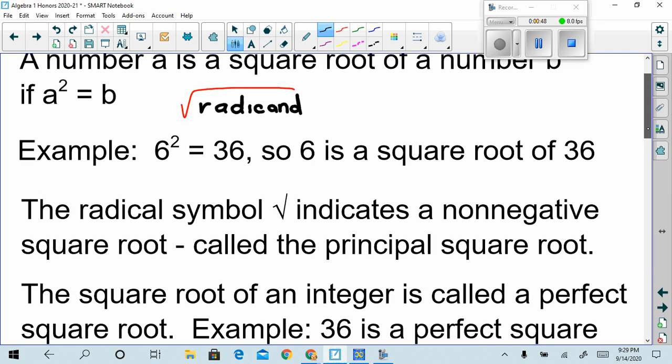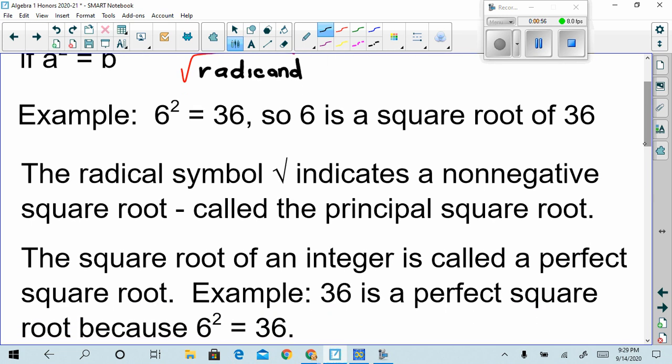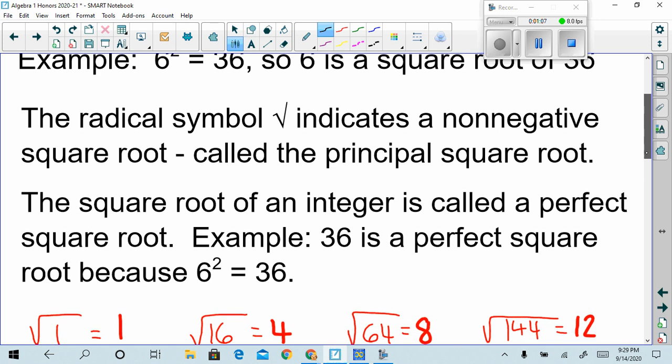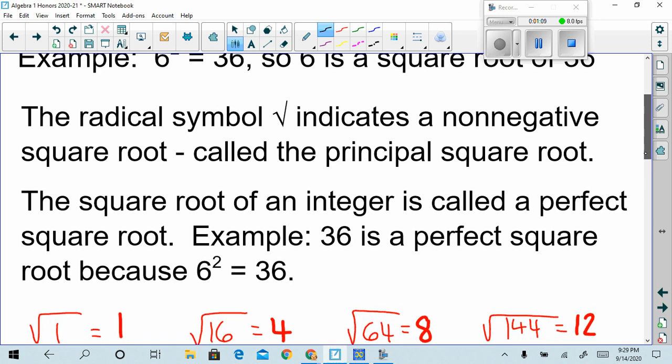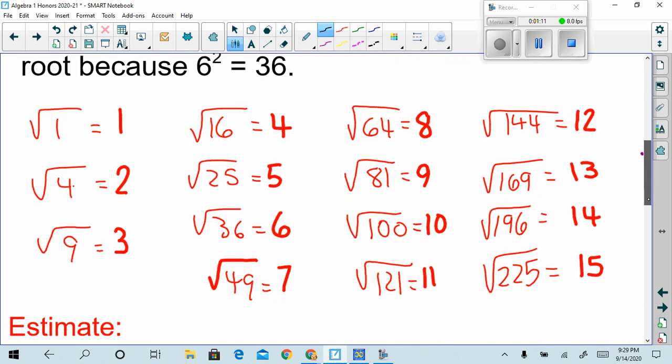An example of that would be 6 squared is 36, so 6 is the square root of 36. Again, we're looking at this inverse relationship. We use the radical symbol, which indicates a non-negative square root called the principal root. And the square root of an integer is also called a perfect square root. So here's a list of the first grouping of our perfect square roots. We'll talk a little bit more about that in class.